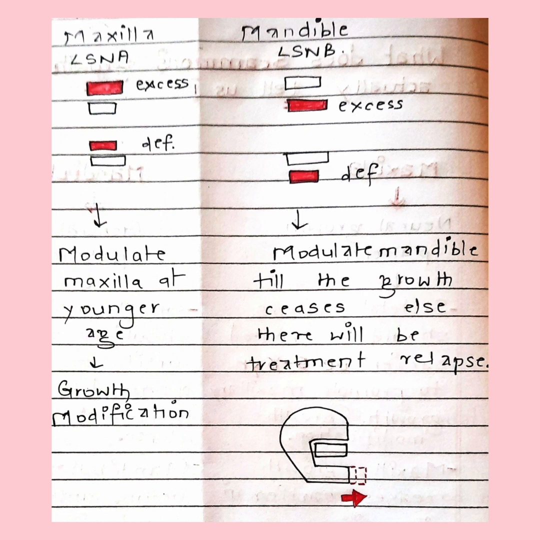Because if this growth modification, or the appliance that is attached to the mandible, is removed abruptly or before the growth ceases, the mandible will continue to grow and cause relapse of the treatment, that is, develop Class 3.